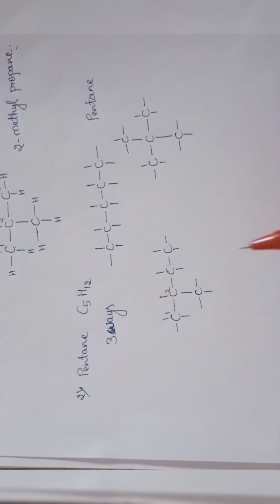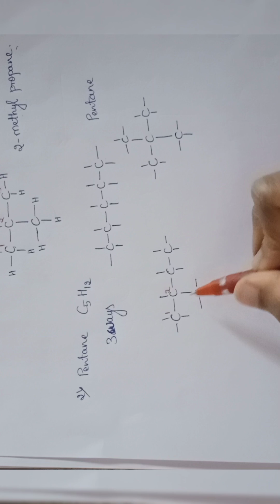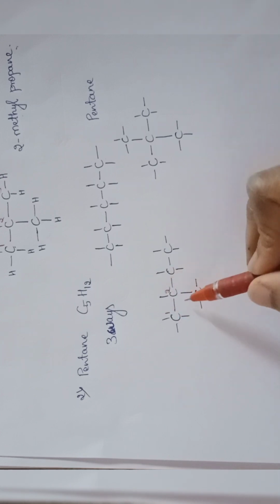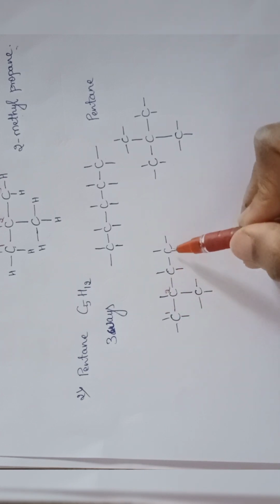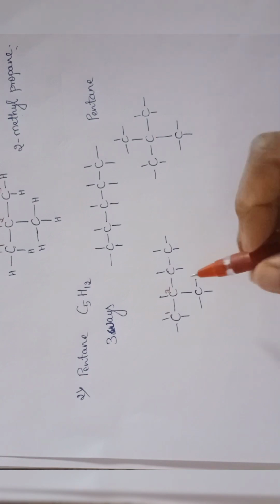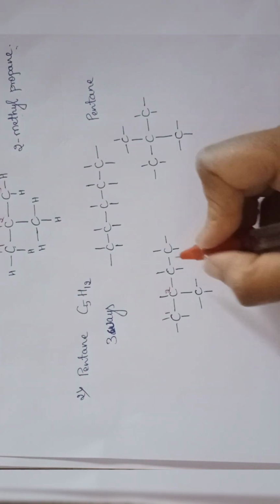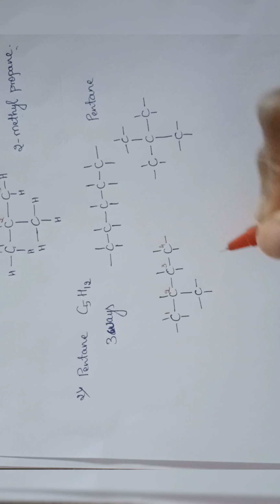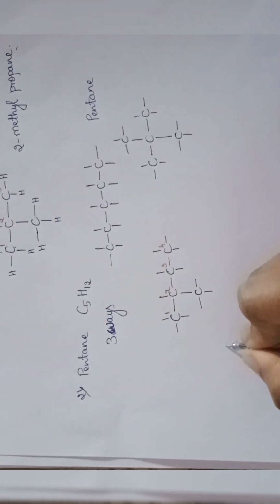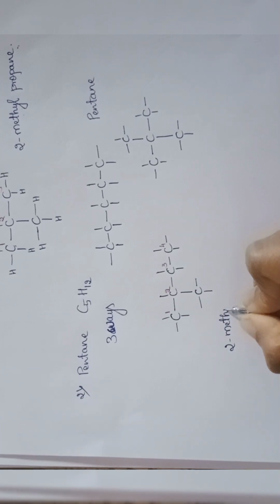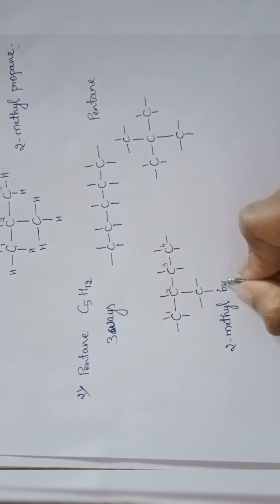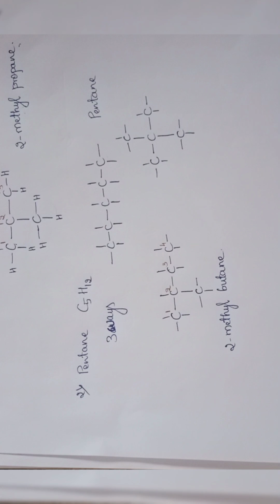We need to consider here the longest carbon chain. If we take this, then it is a 3-membered carbon chain. If we take this, then it is a 4-membered carbon chain. The 4-membered carbon chain is the longest, hence we take 3, 4, and this will be the branch. Hence the name is 2-methyl butane. The name will be 2-methyl butane.